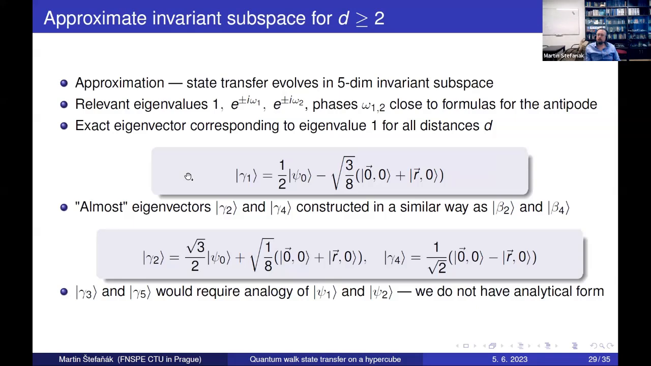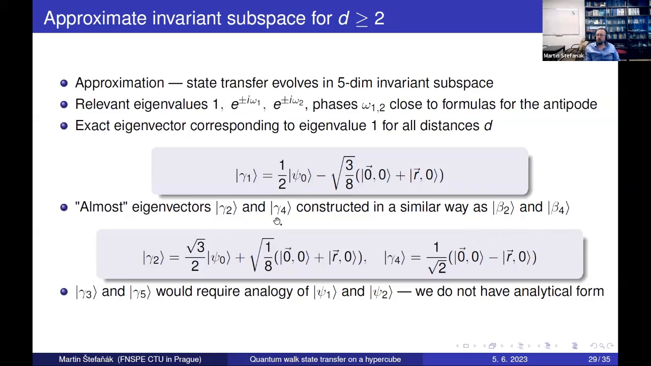We can, for an arbitrary distance, actually find an exact eigenvector corresponding to eigenvalue 1. It has the same form as was the case for the transfer to the most distant vertex. So this is an exact eigenvector. We can construct the almost eigenvectors, these gamma 2, gamma 4, again in a similar way as we had this beta 2, beta 4.